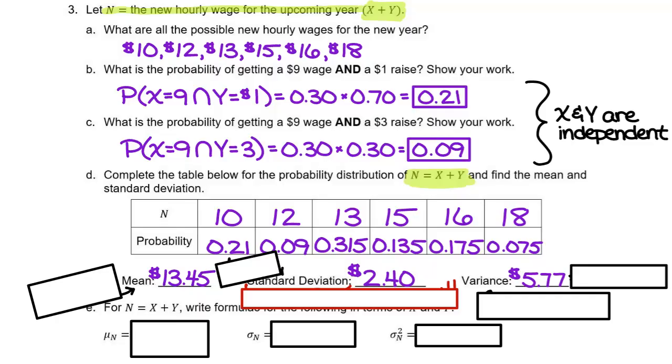Can you see anything that you could do with x and y to get this mean? Add them. The means add. This is the mean of x plus the mean of y. Those just add together. So even if I don't have the entire probability distribution for x and for y, if I know the mean of x and the mean of y, I can find the mean of x plus y.